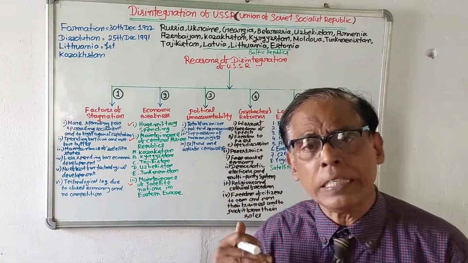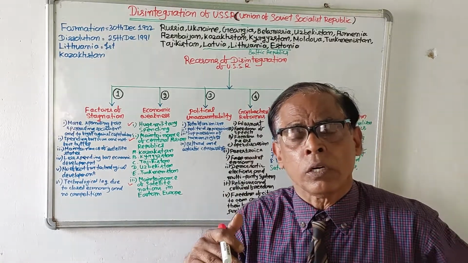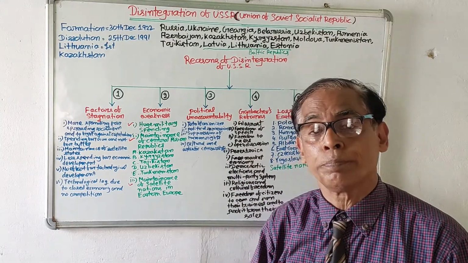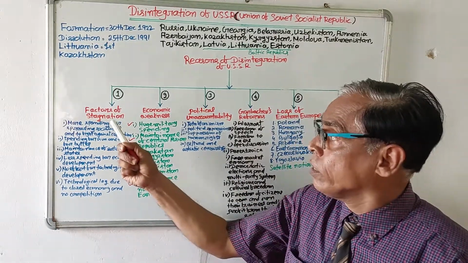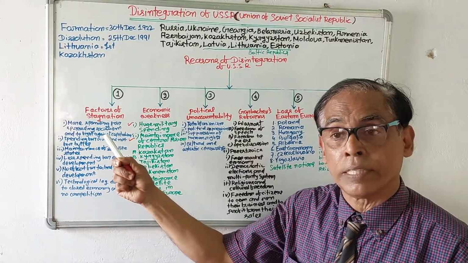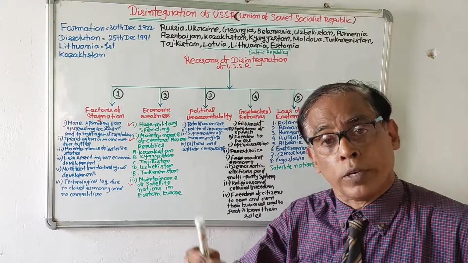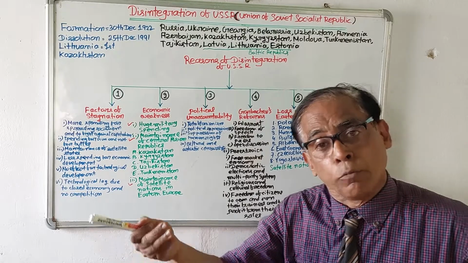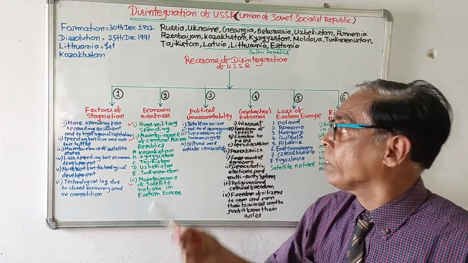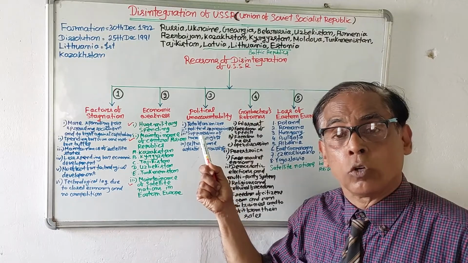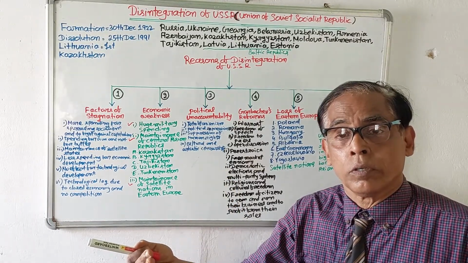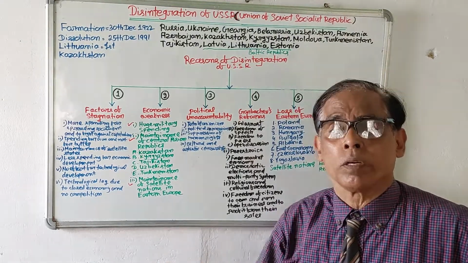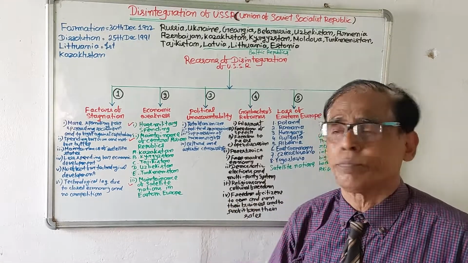So for the disintegration of Soviet Union, not one, but mainly 6 important factors were responsible. The first one is factors of stagnation. There was stagnation in USSR, so people were dissatisfied. Number 2, economic weakness. The economic condition of USSR became weak, so people were discontented. Number 3, political unaccountability. Government was not accountable. Party leaders were leading a luxurious life where general people were under starvation.